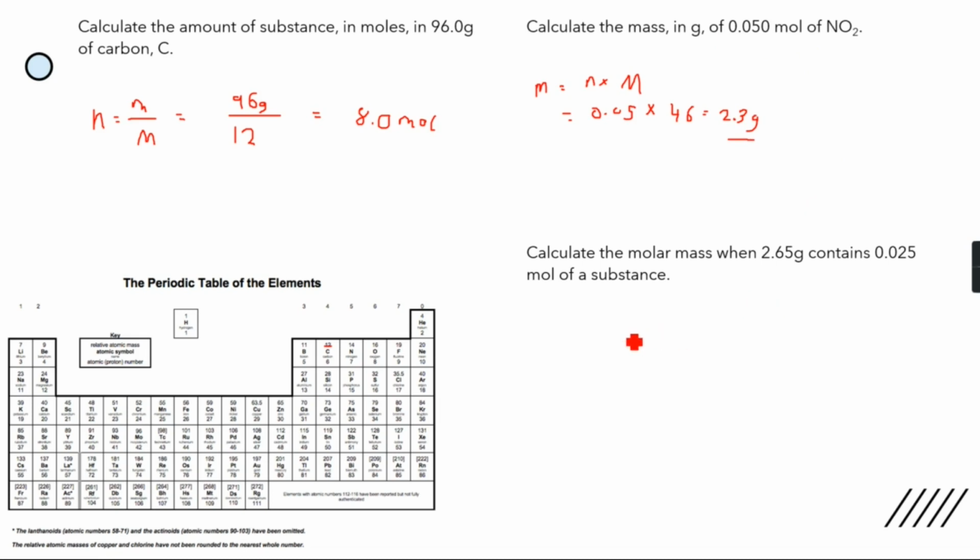Finally, we're being asked to calculate the molar mass when 2.65 grams contains 0.025 moles of substance. So again, rearranging to make molar mass the subject of our formula, we just divide mass by moles, so that's m over n. The mass we're given is 2.65 grams, and the moles of substance is 0.025, and that works out at 106. Remember your units are grams per mole.